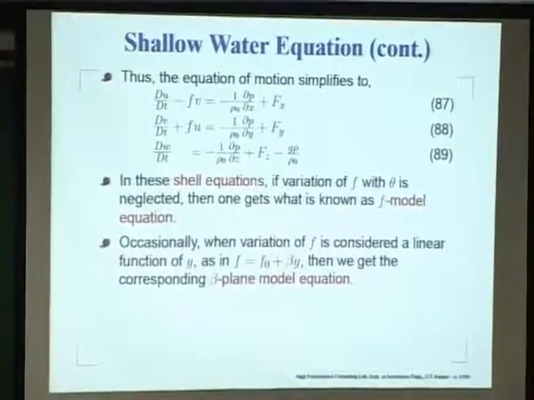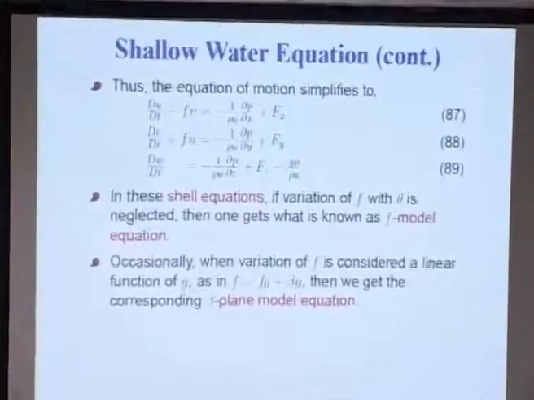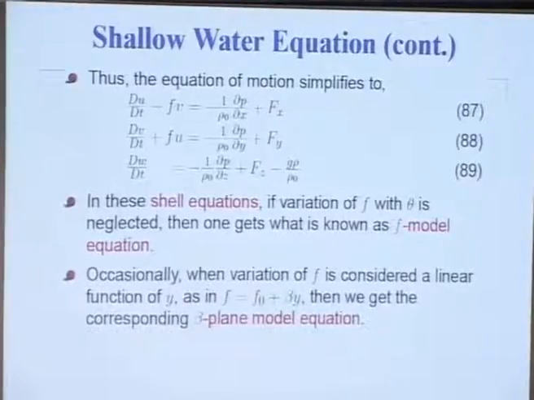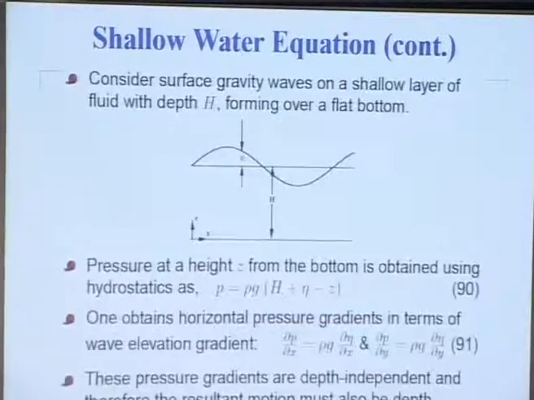And when you do that, this is some kind of del f del y term. So, this can be taken locally as a constant, and when you adopt that model, we call that the beta plane model equation.